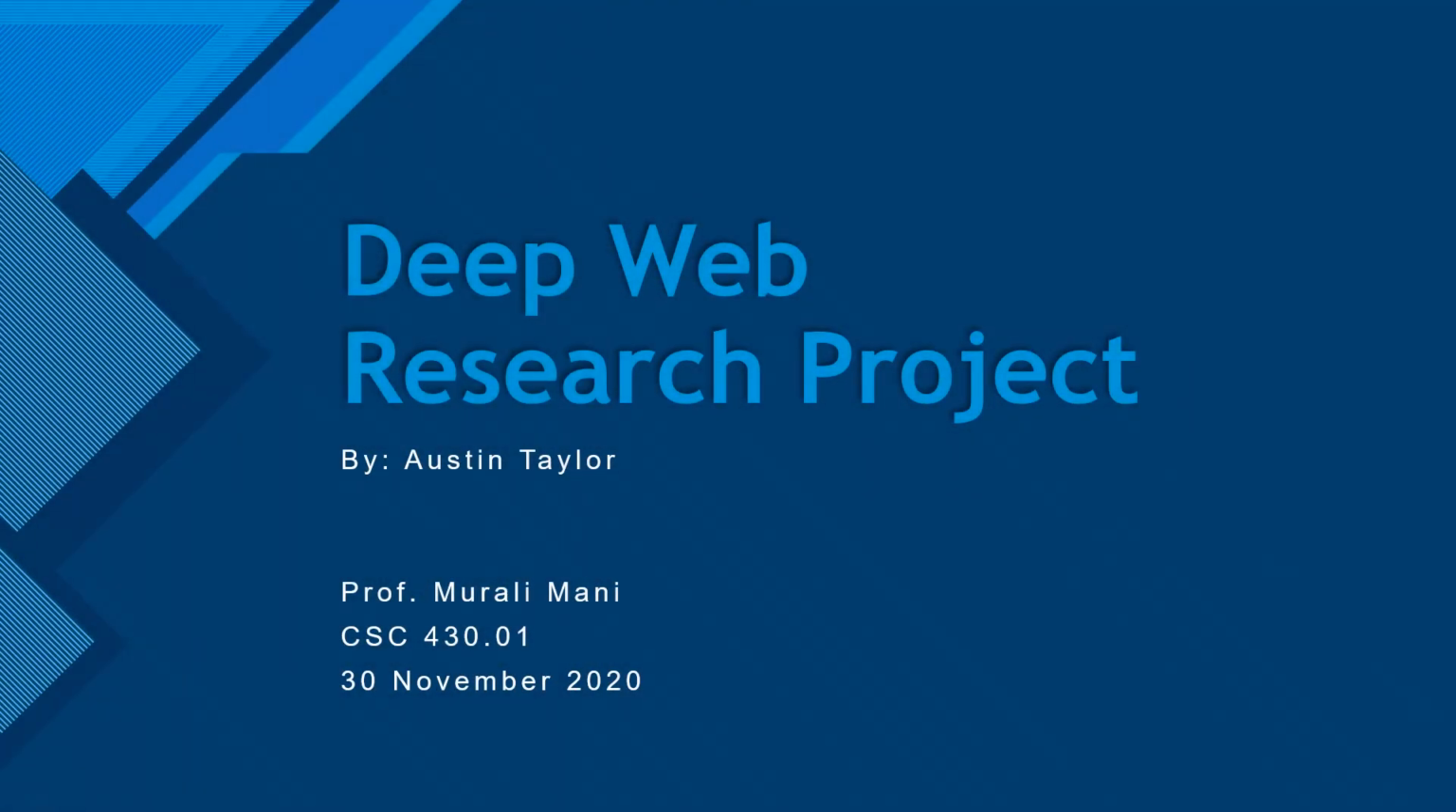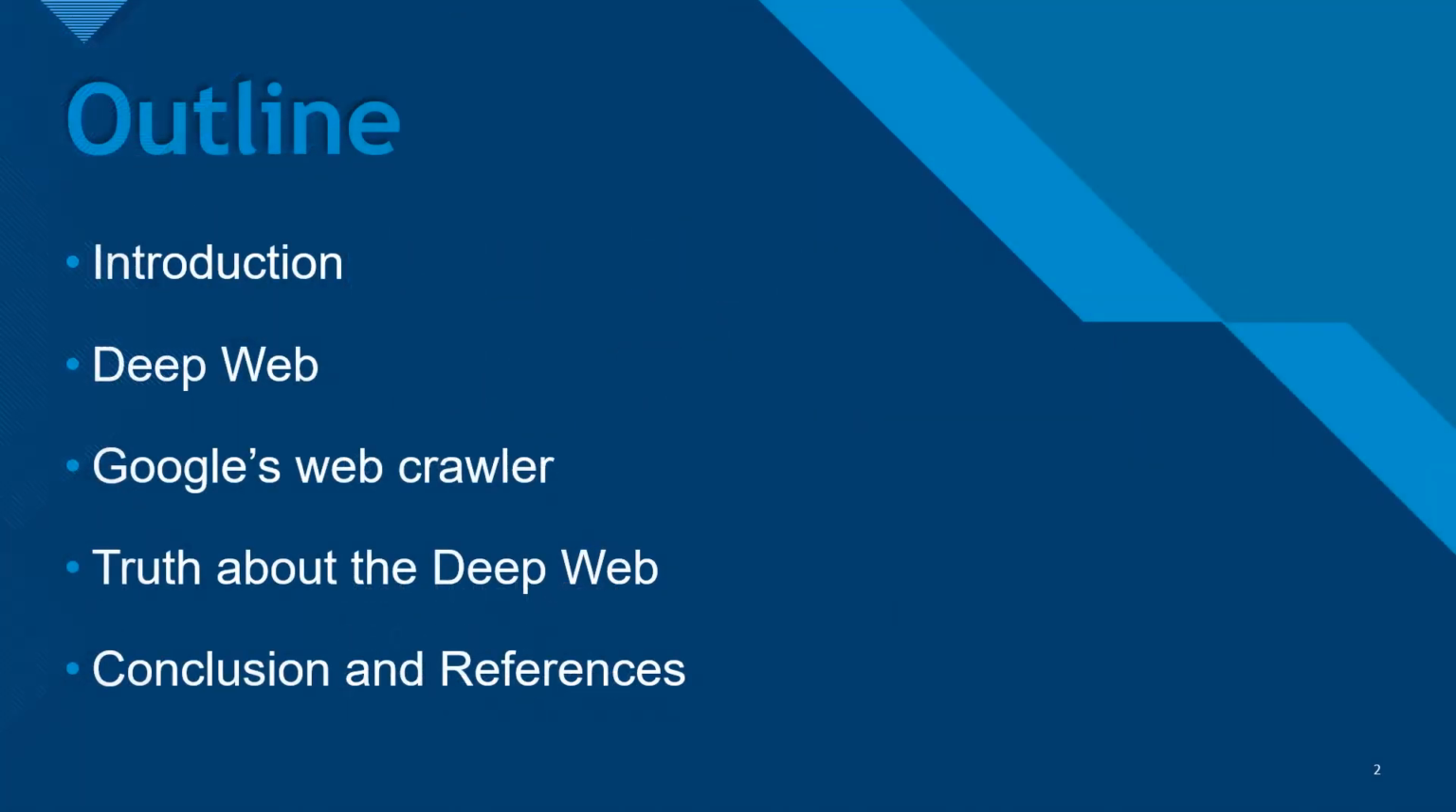My name is Austin Taylor, and today I'm going to talk to you about my research project for this class, which was on the deep web. In this presentation, I will be going over a brief history of the internet, an explanation of what the deep web is, and what has already been done with the deep web, and finally conclude with my references.